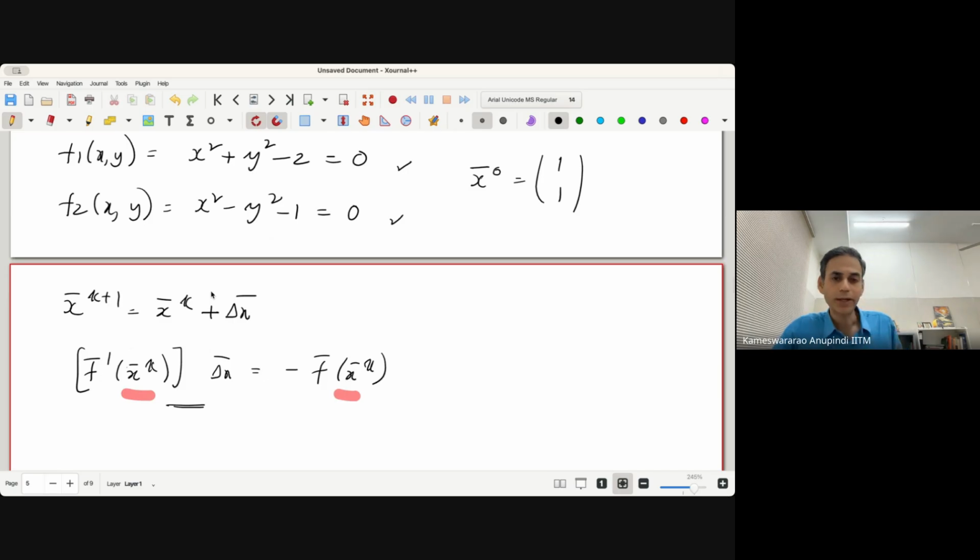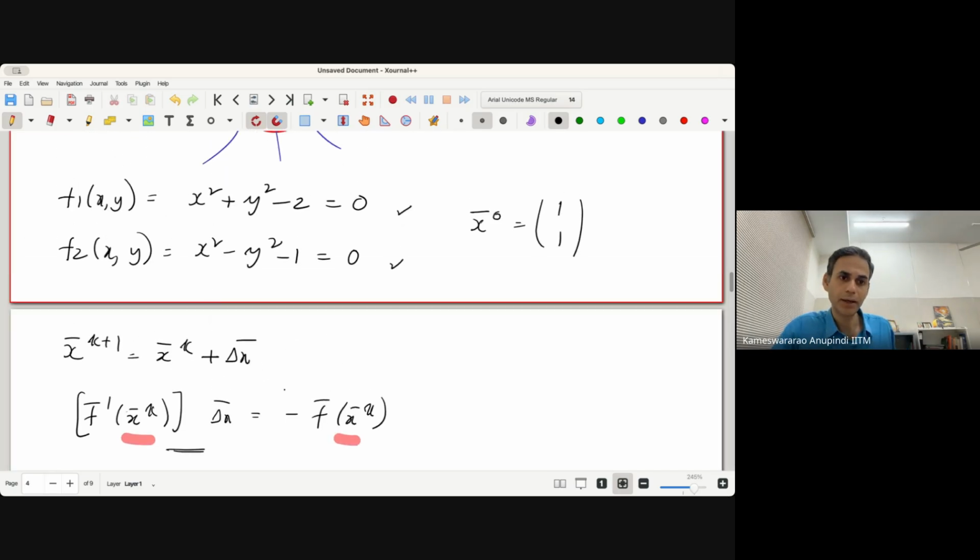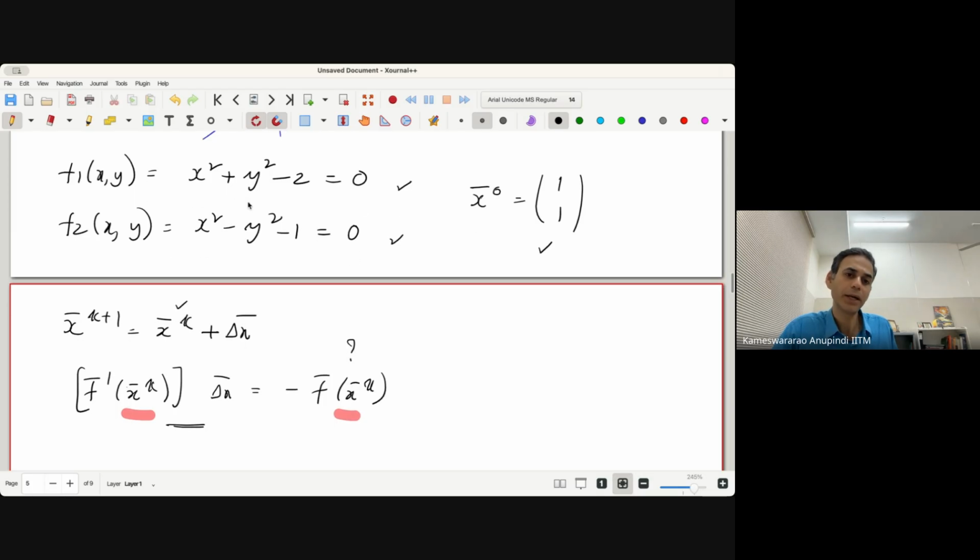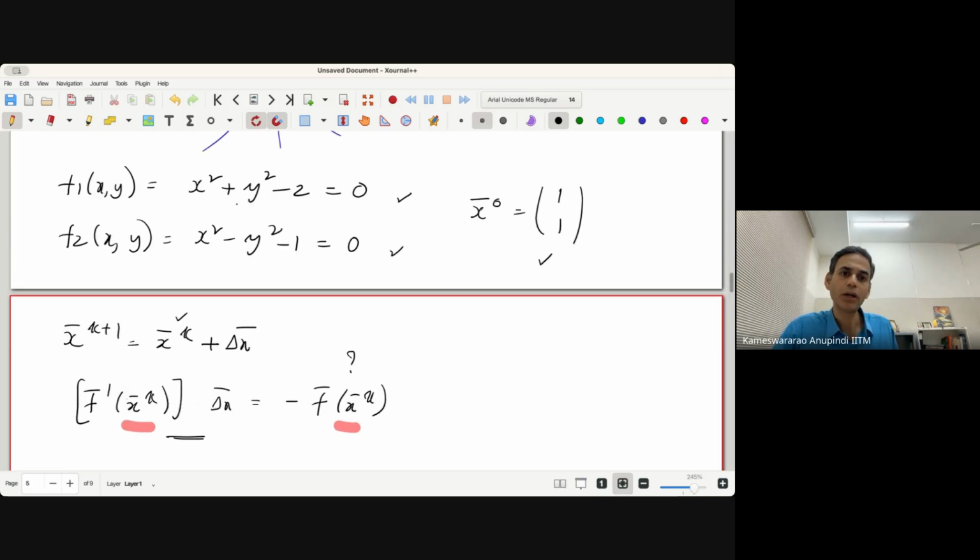Okay, fine. So I already know what x bar k is. X bar k is 1 comma 1. Now I need to calculate f bar of x bar k. I'm going to substitute 1 comma 1 in this equation. So f bar of x bar 0 is going to be 1 square plus 1 square minus 2. That's going to be 0. Then I have 1 square minus 1 square minus 1. So this is going to be minus 1. So that is my f bar of x bar 0.